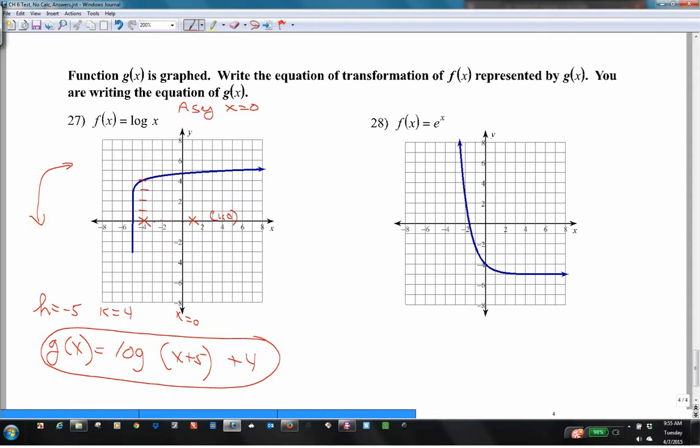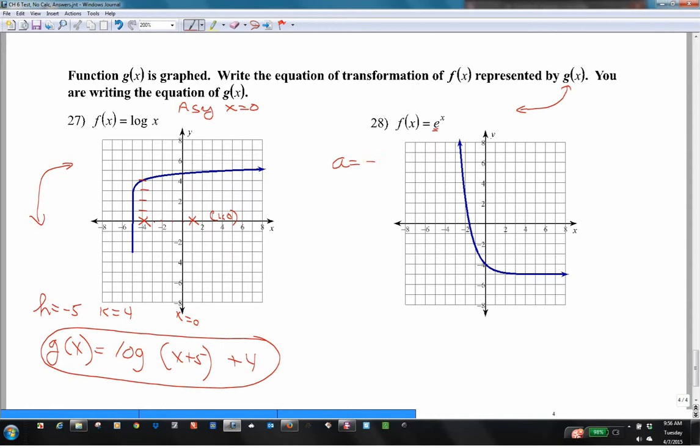Now, this one's a little different because what I have is a base e, which means that should be a growth. And since it's an exponential, it should look like that if it's a growth, and it doesn't. So I know immediately by looking at it that it's reflected down. So I know that this must have an a value that's negative like that. So it may stretch or something along with that, but I know that it's going to have a negative.